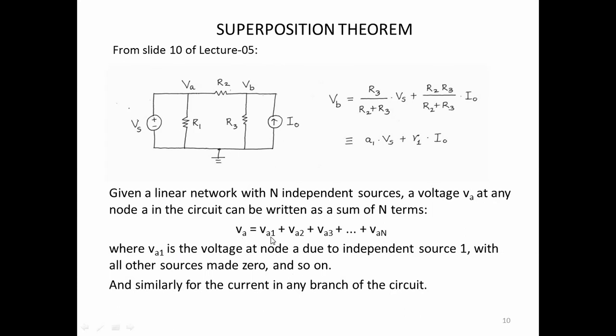Alright, so if we say VA is this, then VA1 is the voltage at node A due to the independent source 1, with all the other sources made 0. VA2 is the voltage at node A due to independent source 2 with all the other independent sources made 0, and so on. Similarly, any current in any branch in the circuit can be written like this. So this is a simple demonstration of that theorem. The voltage VB in this circuit can be written as a sum of two terms, because there are two independent sources. If we find the voltage VB due to Vs by making I0 equal to 0, we get this term. If we find the voltage due to I0 by making Vs 0, we get this term. Then we add these two and get the total voltage. So this is the superposition theorem.